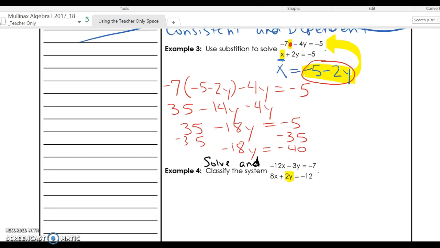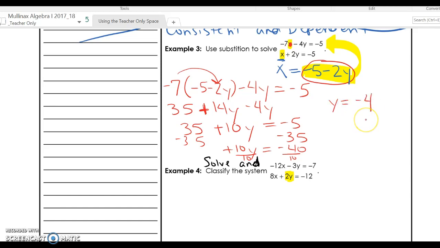Oh, I can already see where I made a mistake. Go back up here. Negative times a negative is a positive. 14y. Negative 4y. So this would have been positive 10y. Positive 10y equals negative 40. Divide both sides by 10. So we get y equals negative 4.